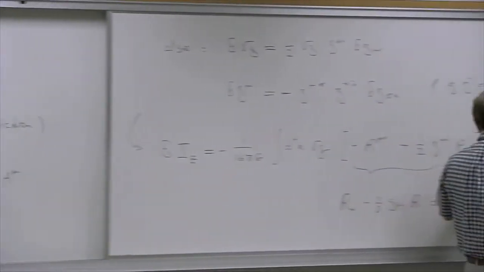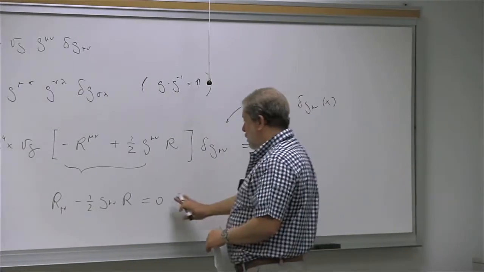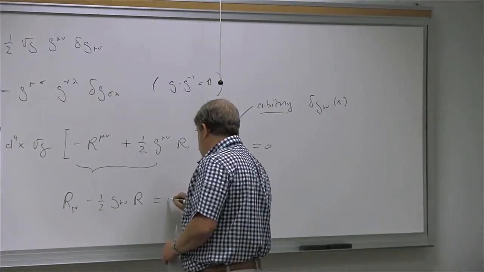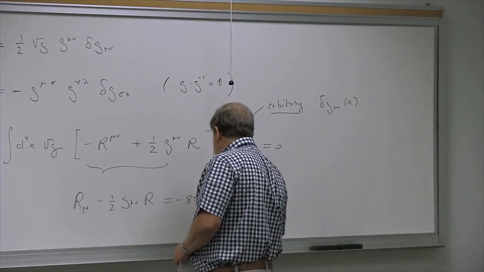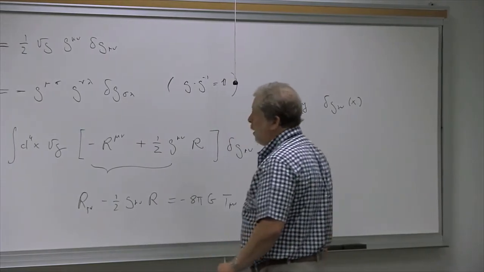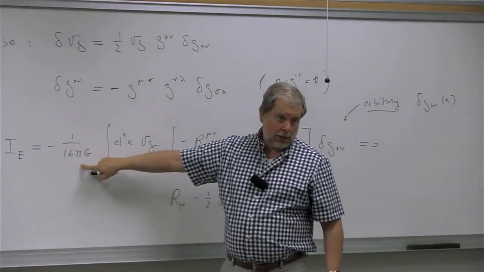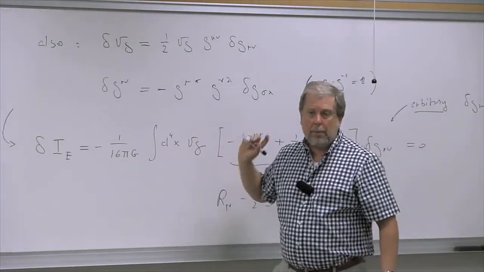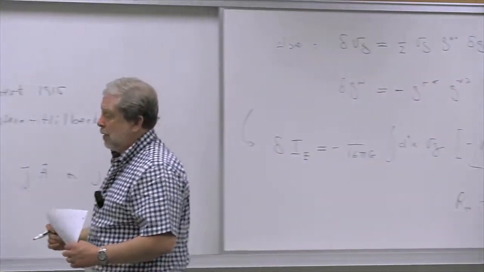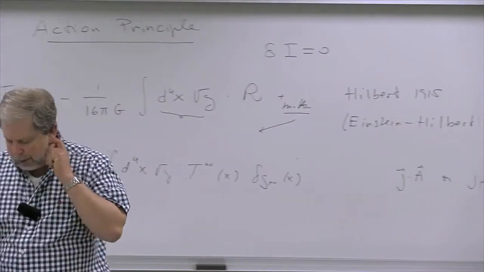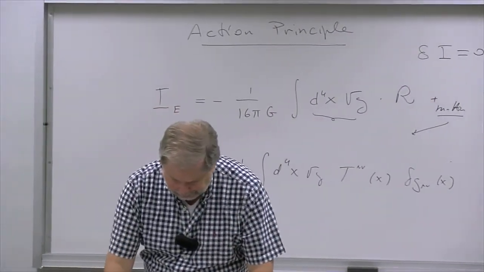And out here, you're going to get an extra term, which is the T mu nu. So you're going to get minus 8 pi G times T mu nu. And you see that the 1/16 pi G is here from the very beginning, so you just multiply everything out and it goes over on the other side. So this is what happens when you have the matter fields.